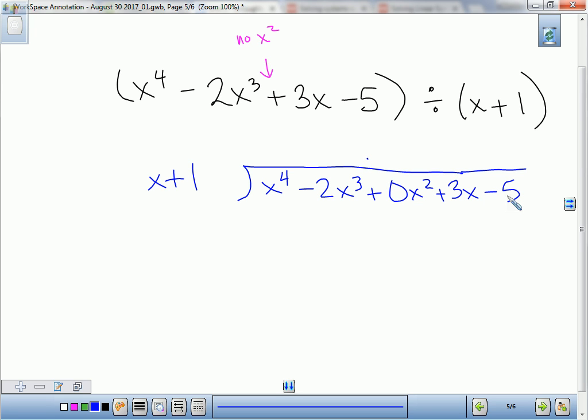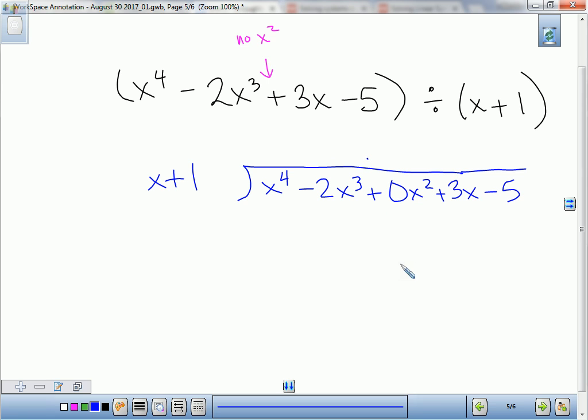The other thing I would suggest, if you struggle organizing your notes, this section would be a good section to use gridded paper. I'm a big fan of the gridded paper. That'll help you line everything up right, and it'll keep you from accidentally putting something in the wrong place.